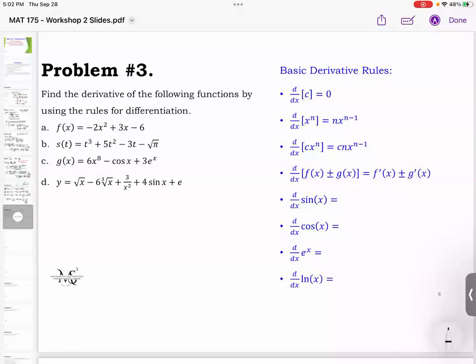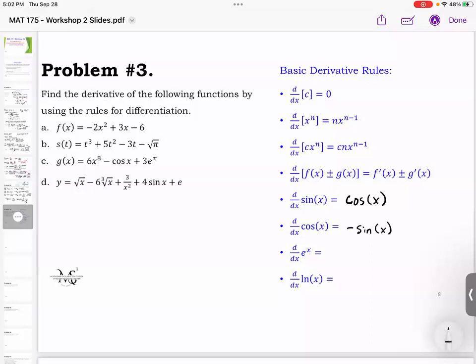Now, the fifth, sixth, seventh, and eighth rules I left blank. I did that on purpose because I just want to tell you guys what they are now. So let's first begin with the derivative of sine. The derivative of sine is cosine of x. The derivative of cosine is negative sine of x.